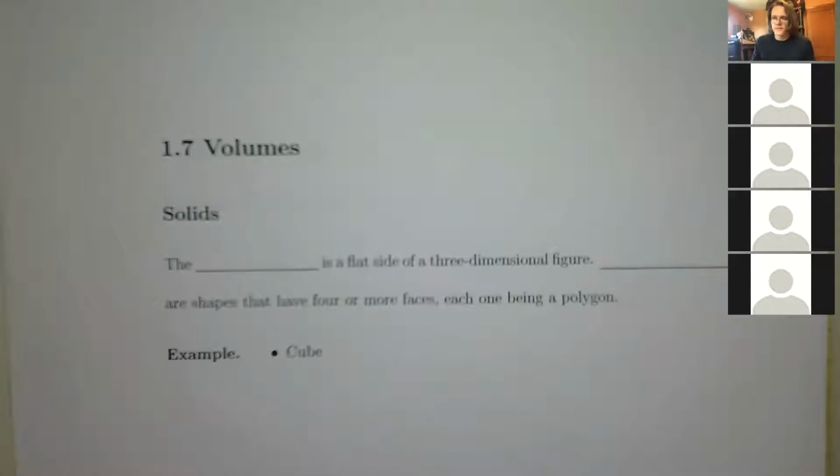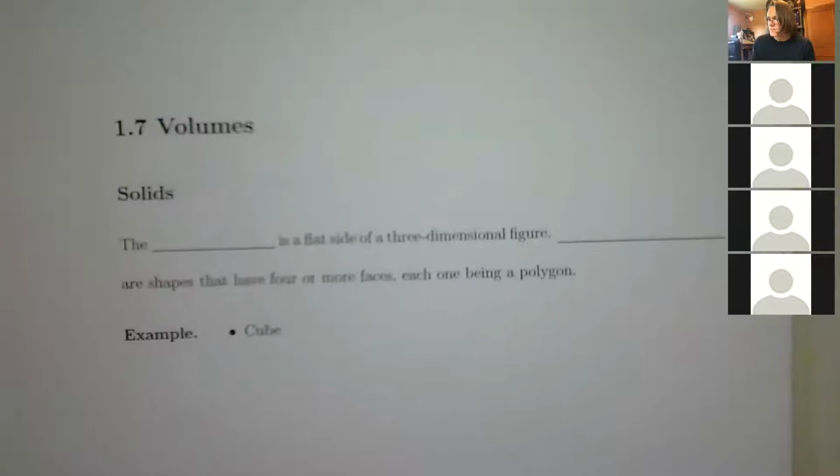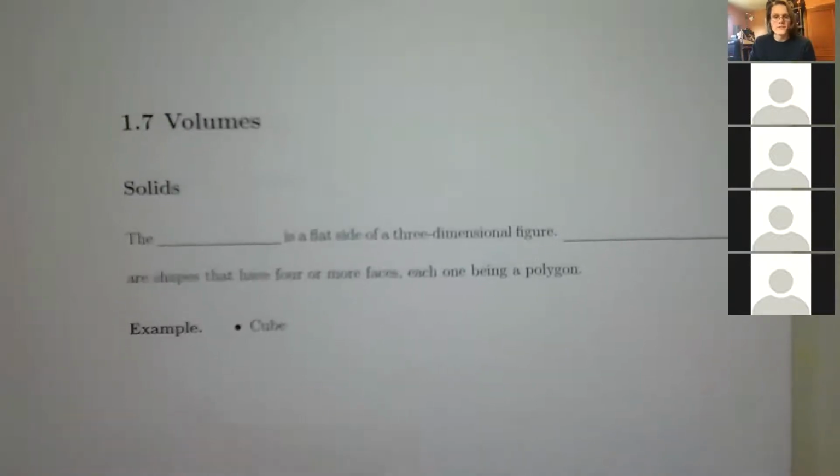I think I'm about a week behind where I wanted to be as far as the timing goes, but it doesn't matter. There's not a really strict schedule for this class. We're just taking our time. All right. Anyway, volumes now. So this is the last topic in the geometry section.